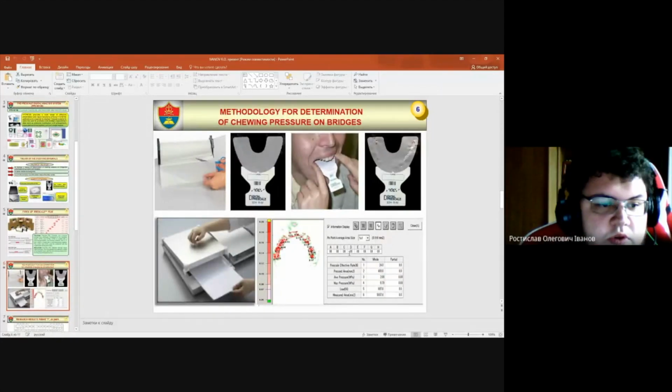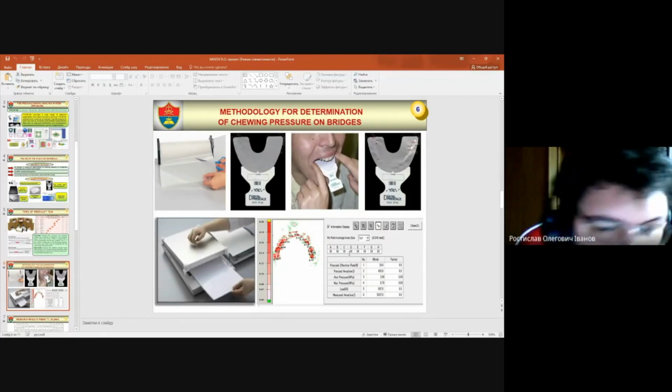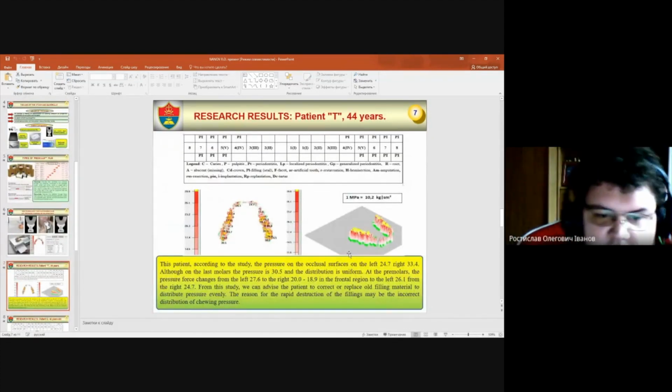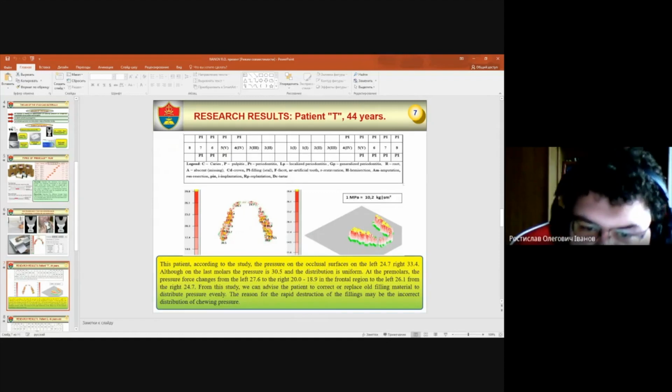To evaluate the pressure, we had, as I remember, 3 patients. One of them was patient T, 44 years old. This patient, according to our study, has an evaluated pressure on the left side of the chewing area and on the right side. As you can see, on the left side the biggest pressure is 27.61, and on the right side it is 33.4.